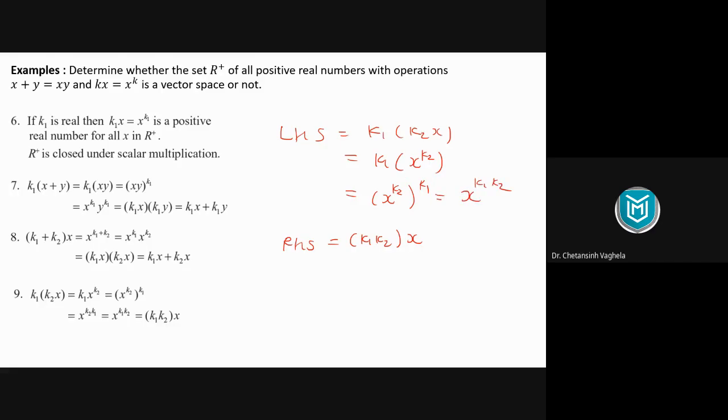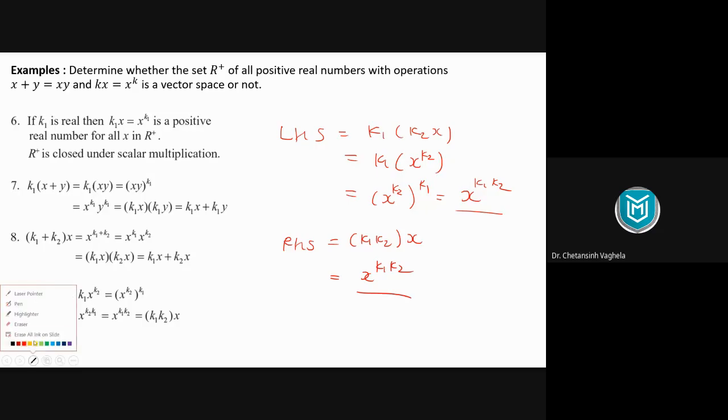Now in the right hand side, we have (k1 into k2) times x. As per the definition of scalar multiplication, this k1 into k2 should go to the power. So it is x power k1 into k2. As you can see, both left hand side and right hand side are the same. So the 9th rule of vector space is also satisfied here.